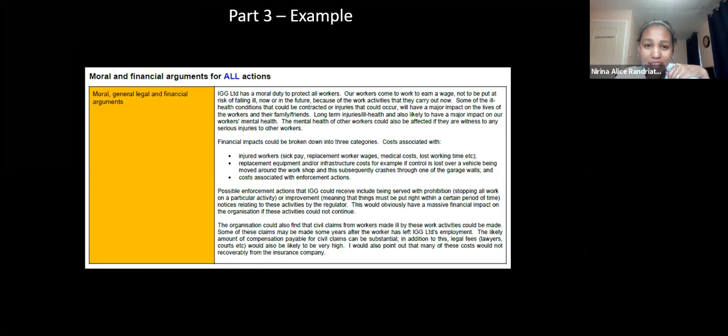So how does it look? If you look at the sample, this is the general moral, legal, and financial argument. For moral, we know this. This is about the duty to protect workers. For financial, we talk about the cost. We understand that. For legal, we talk about the impact or the consequences of non-compliance, like there will be claims, fines, prosecutions, and things like that.